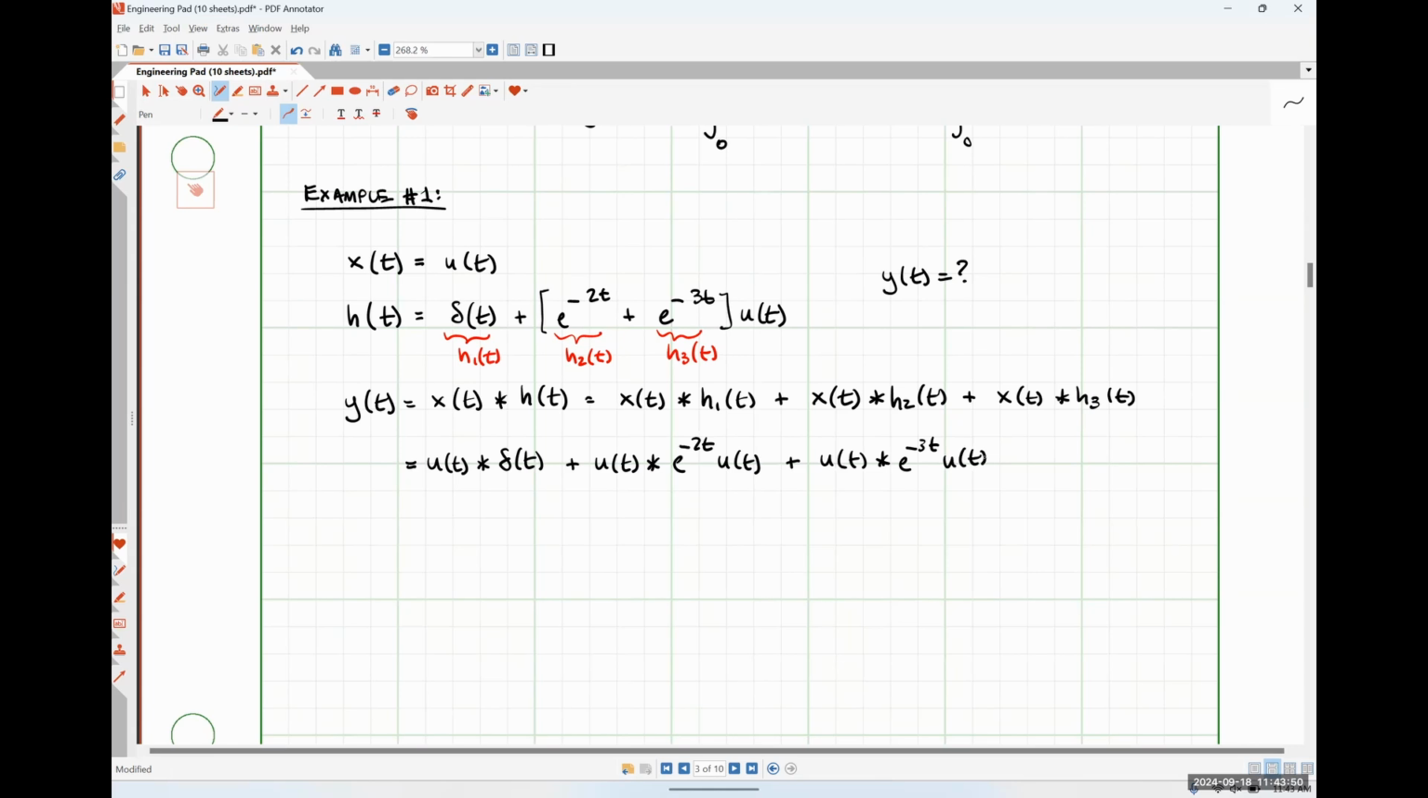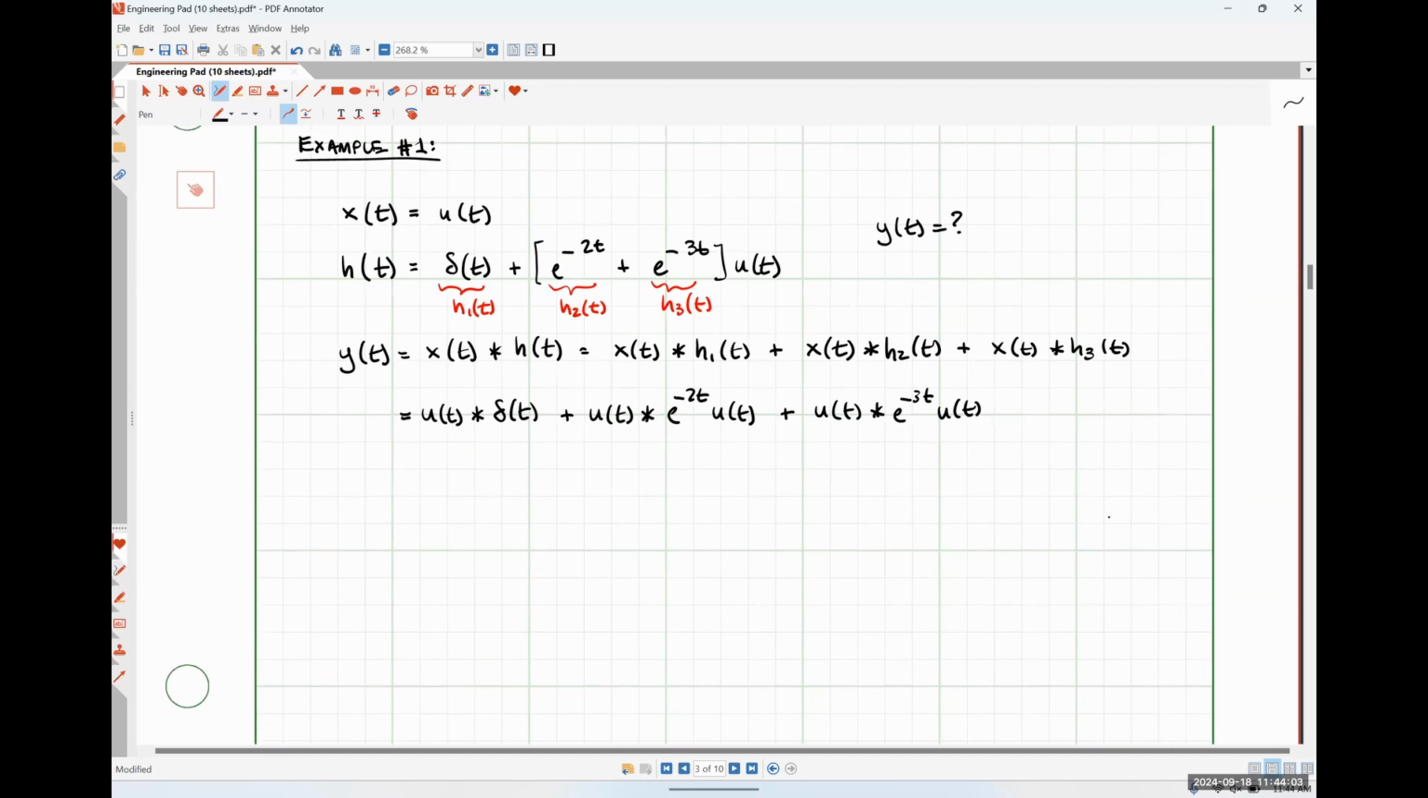So we can already sort out one of these things. What's u of t convolved with a delta function? It's u of t, because of the impulse property of the convolution operation. So we start off knowing that one portion of our output response is going to involve a unit step function. Now we've got to sort out the other stuff.